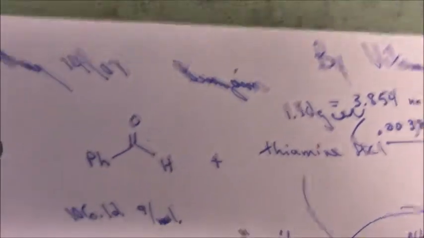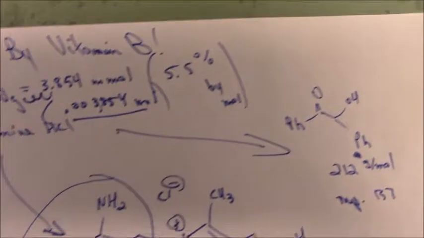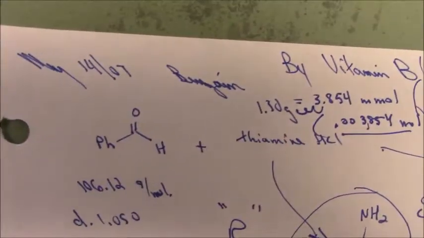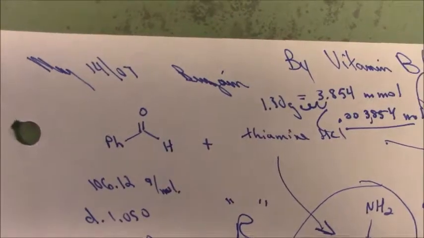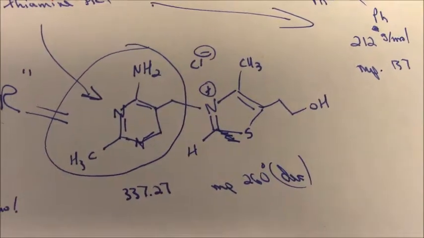All right, this is the reaction of benzaldehyde to make benzoin using thiamine hydrochloride, right? This is a very popular reaction. It used to be done simply by mixing benzaldehyde with cyanide ion. That worked really well. They came up with this alternative method using thiamine hydrochloride, right?